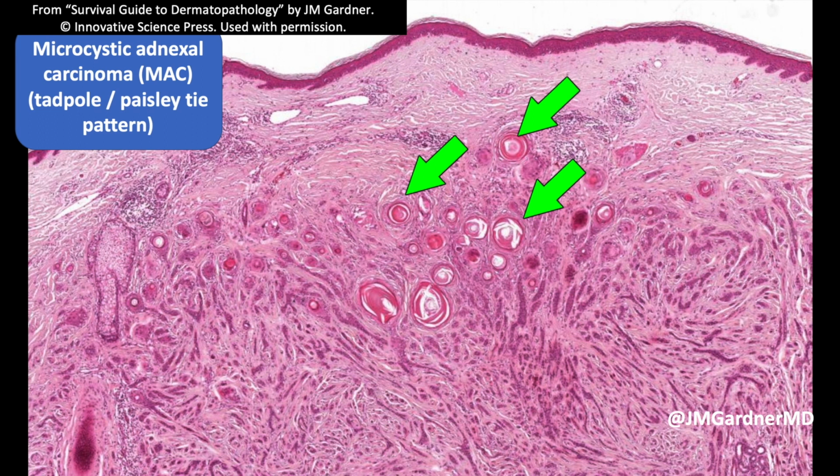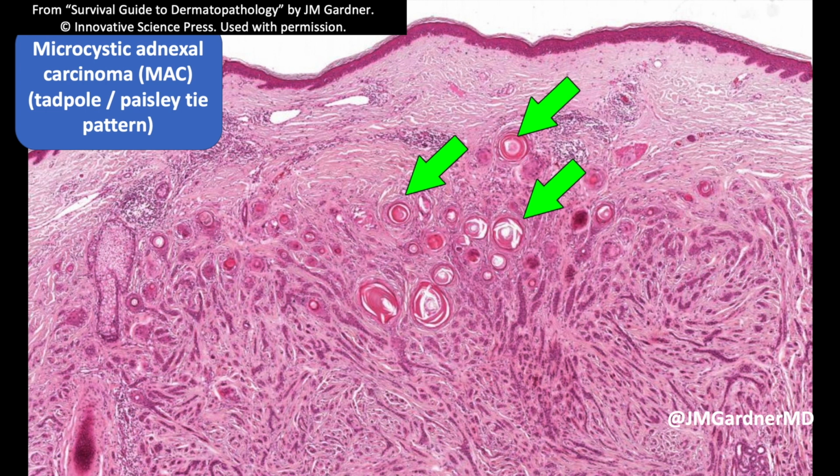Now, the real pitfall is fortunately very rare, but is very hard to diagnose, especially on a partial biopsy, and that's microcystic adnexal carcinoma, or MAC, which usually occurs on the face of adults, and it tends to have that paisley tie or tadpole pattern. But a couple of differences is the ducts. Most of the MACs I've seen, the ducts were very difficult to see. They were very hard to find at the superficial aspect of the tumor, and usually I only found good ducts deep down in the tumor.